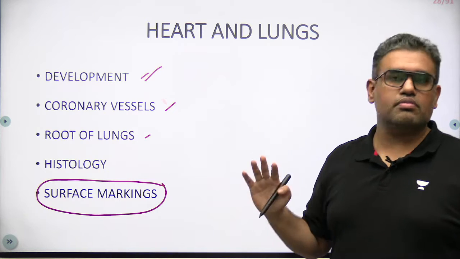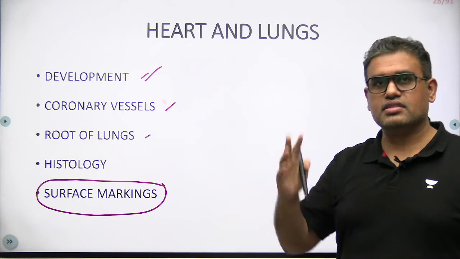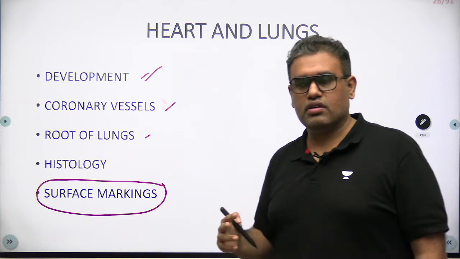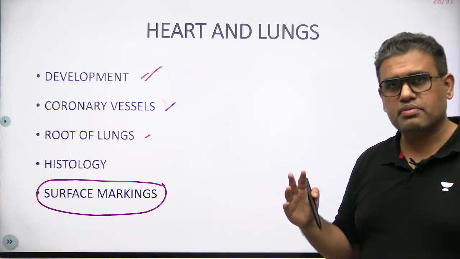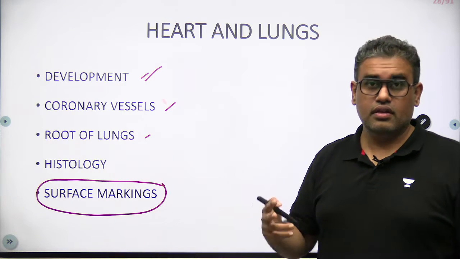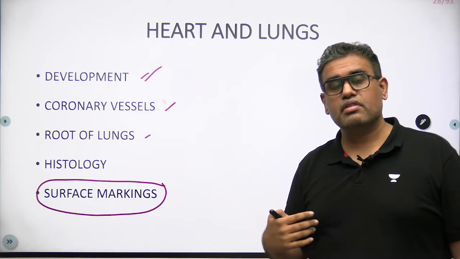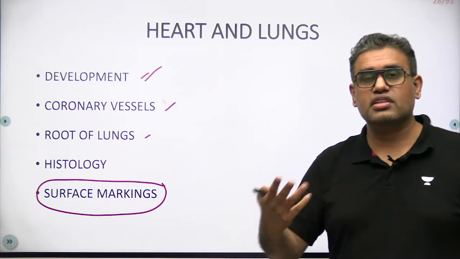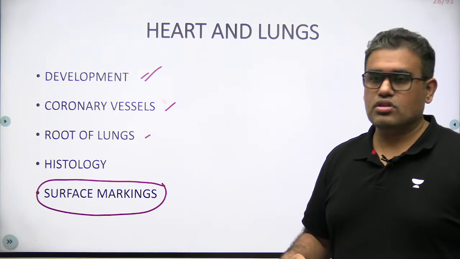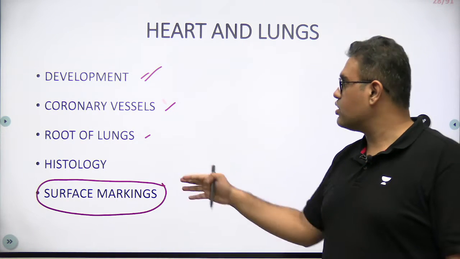See, the brain is the main organ, but that is inside the skull. So only a very high-speed wound or injury will damage the brain. Plus it is inside the skull, so there is not much use of surface marking over here. But the heart and lungs are between the ribs. You can actually go through them and reach them. You do a tapping over there, you do pericardiocentesis. So you should know the surface marking, very important.